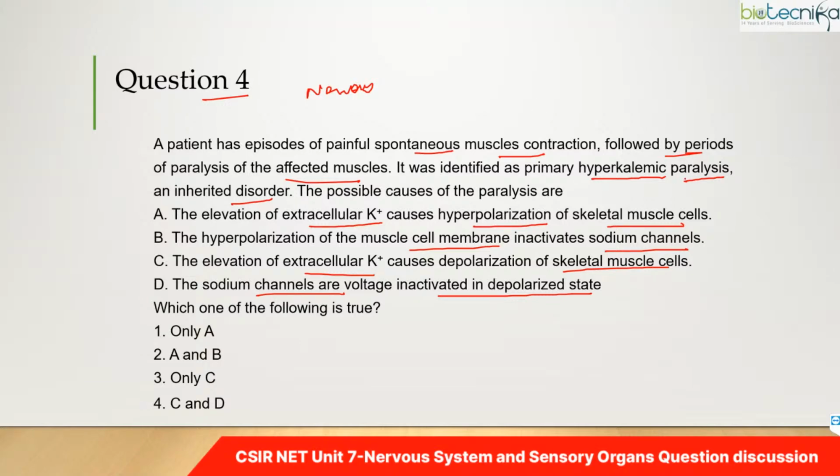So what is this hyperkalemic paralysis? Basically, the muscles become weak. More potassium, so that is hyperkalemic.